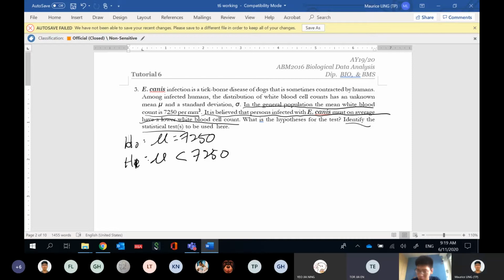The Z test? Left tail Z test. Yeah, you can use a left tail Z test to some extent. But if you want to use a T test, which version of the T test will you use? If you use a T test, then it will be... This is actually correct as well.